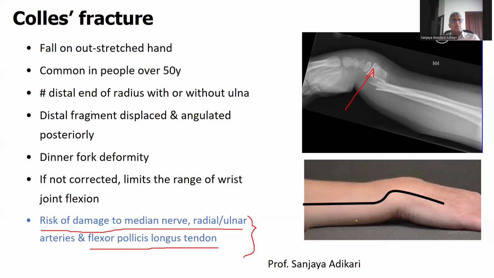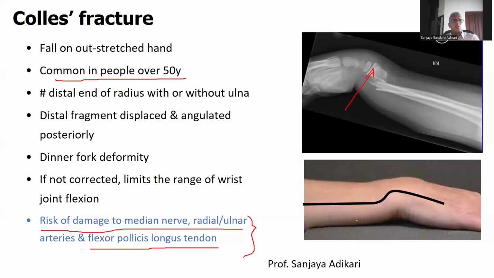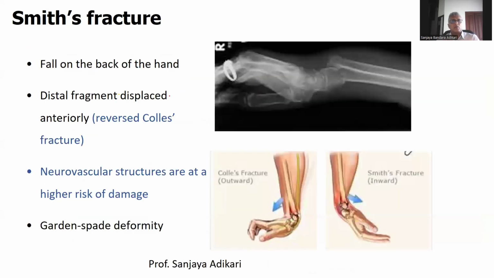So this is one thing, and it's common in both males and females over 50 years due to osteoporotic changes. Colles fractures are high in that age group, and then you have reverse Colles. Colles fractures usually occur from falling on the outstretched hand, palm hitting the ground, or the anterior aspect, the volar aspect, hitting the ground.